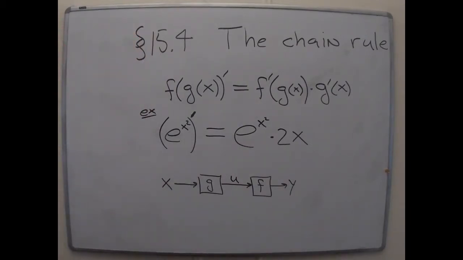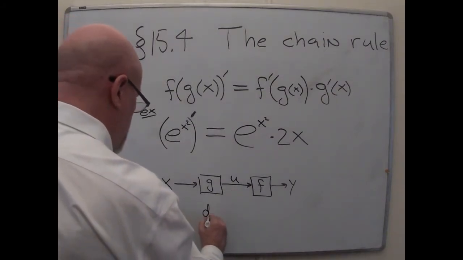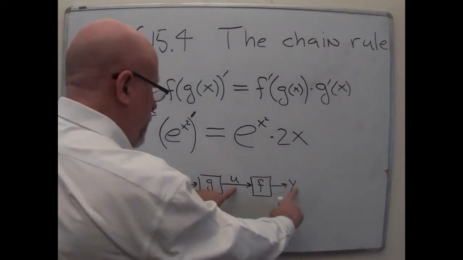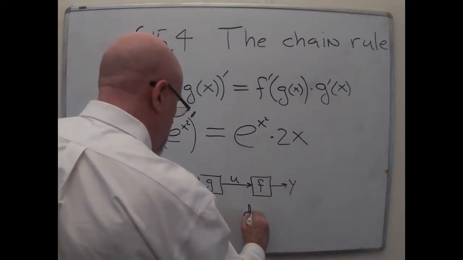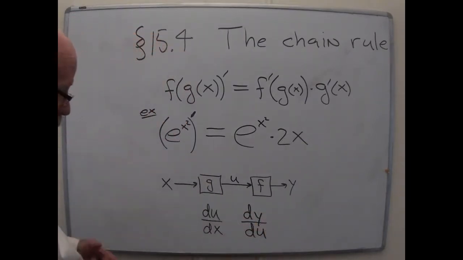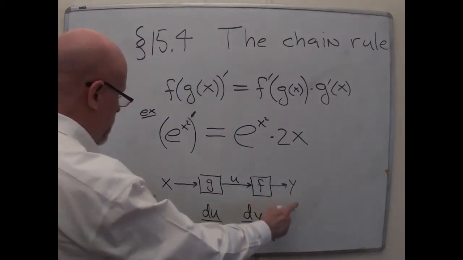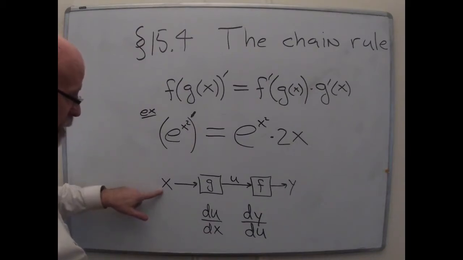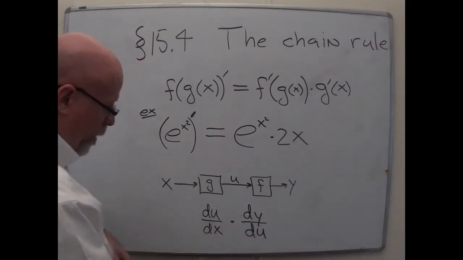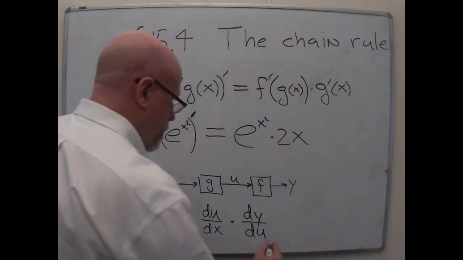What the Leibniz notation says to do is find du dx, and similarly find dy du, and you want to create something out of those two things that tells you how y changes as the input x changes. Just multiply them. And actually it looks as if, it's not quite true, but it looks as if you just cancel the du's. So you get dy dx.